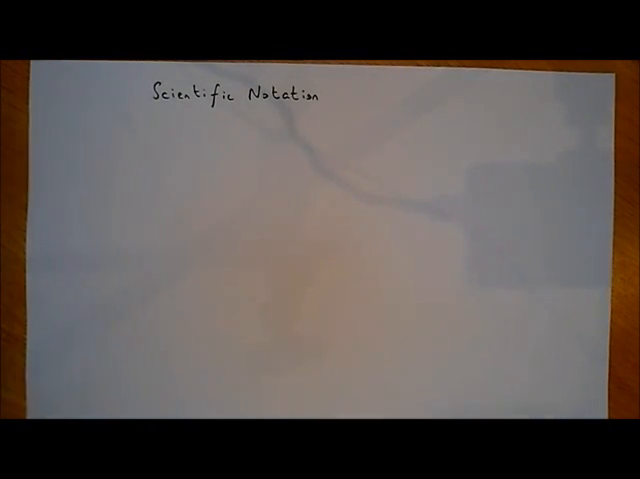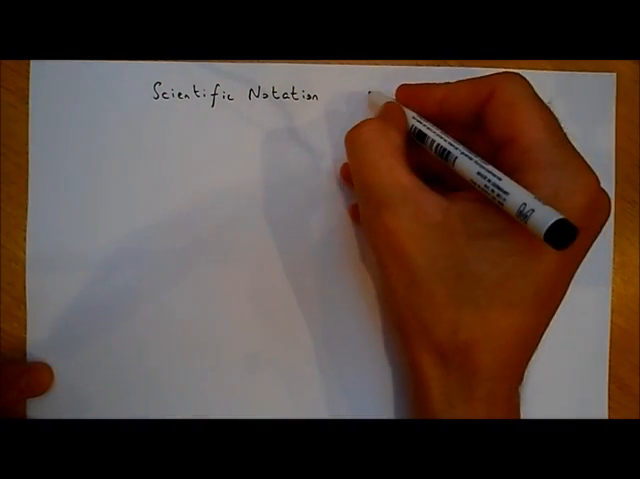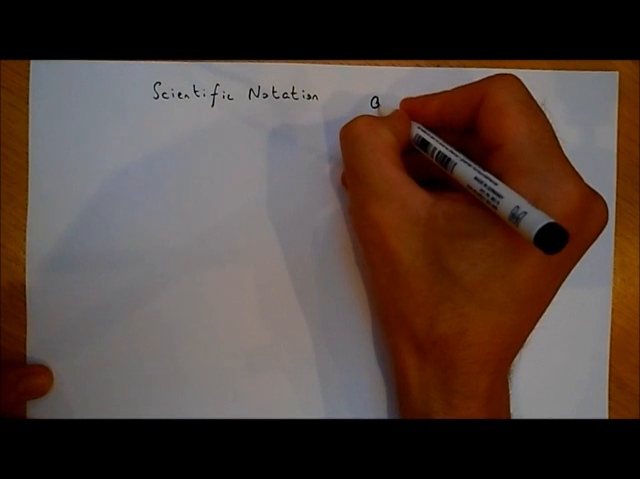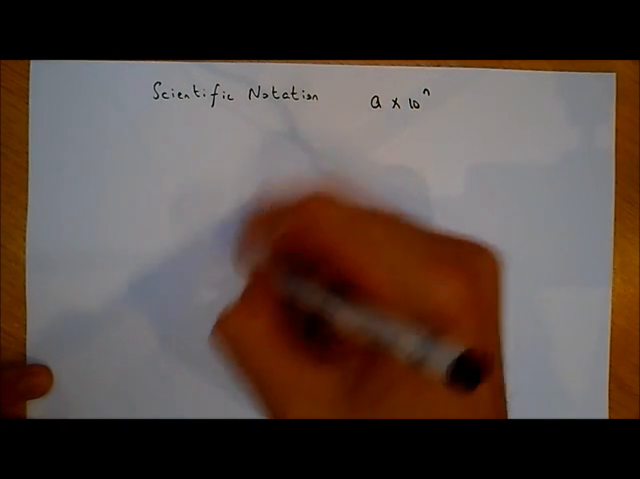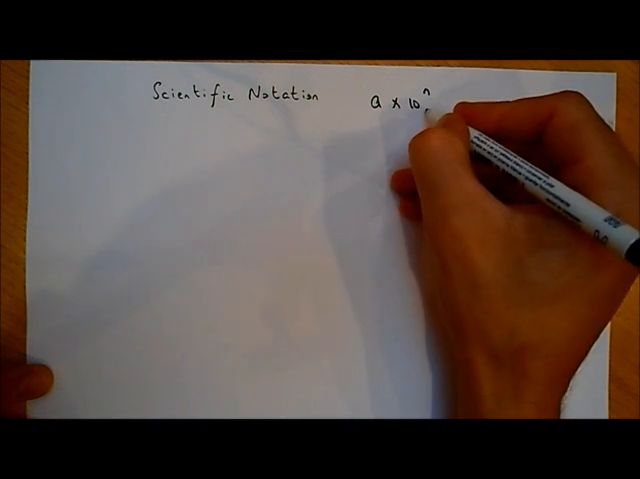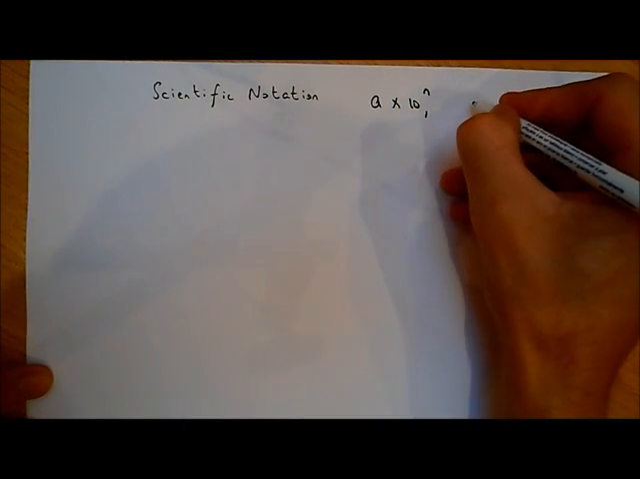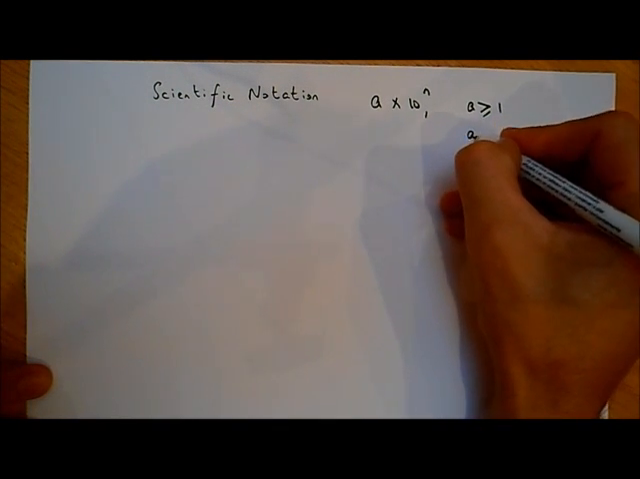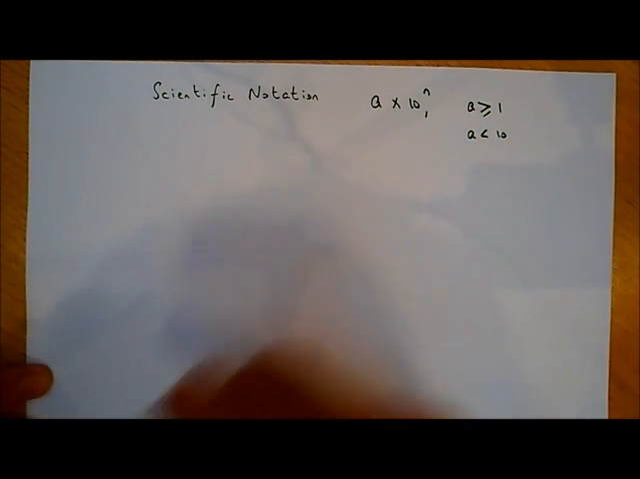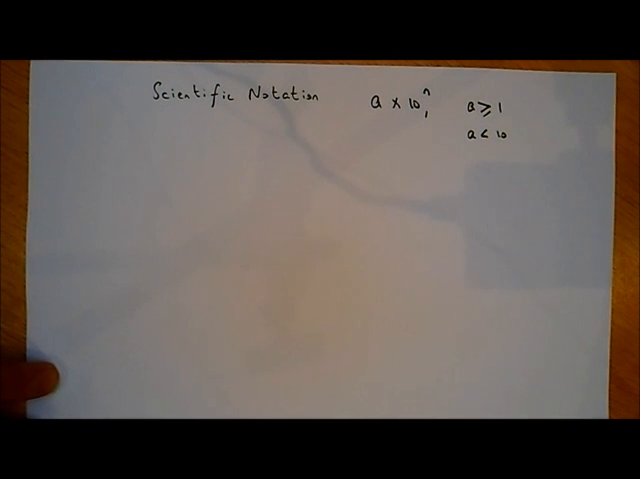Right, let's have a look at this idea of scientific notation and what scientific notation is. First of all, scientific notation is when a number is written like this: a multiplied by 10 to the power of n. I'll explain this in a little bit. The number a has to be greater than or equal to 1, but a has to be less than 10. So, what do I mean by all of that?